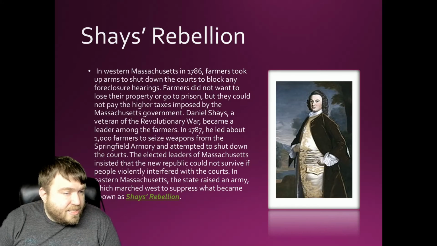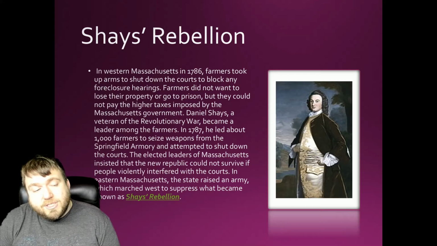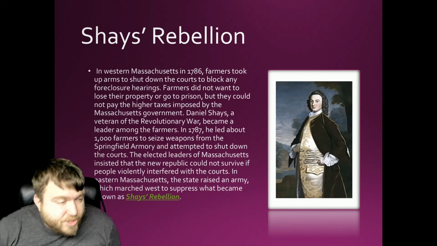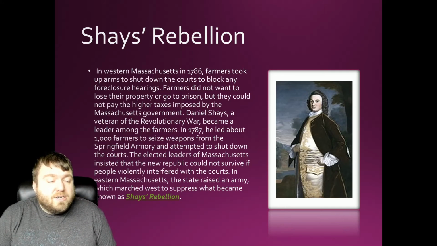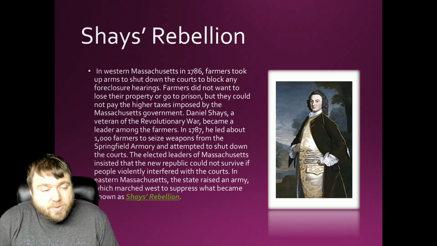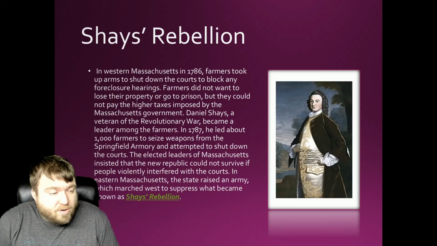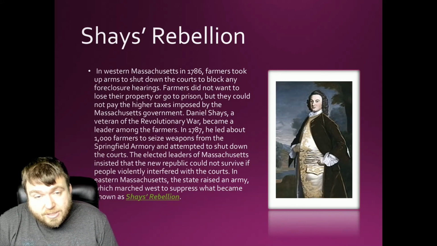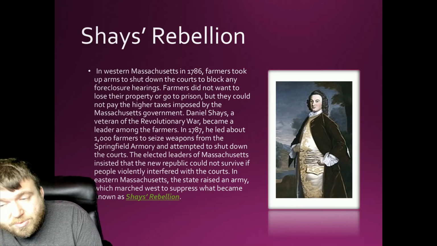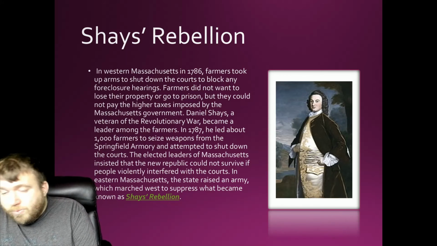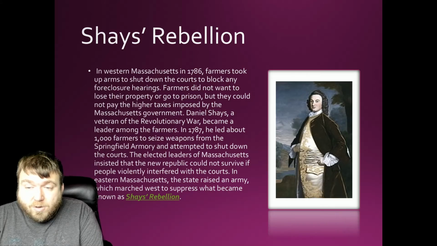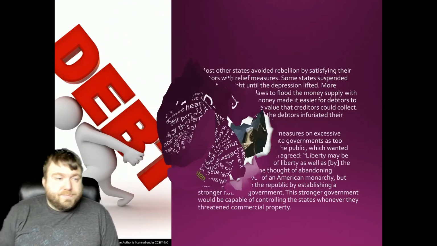In 1787, he led about 1,000 farmers to seize weapons from the Springfield Armory and attempted to shut down the courts. The elected leaders of Massachusetts insisted that the new republic could not survive if people violently interfered with the courts. In eastern Massachusetts, the state raised an army which marched west to suppress what became known as Shays' Rebellion. Now, Shays' Rebellion is going to affect early government in a major way.